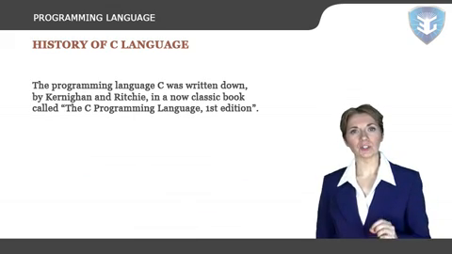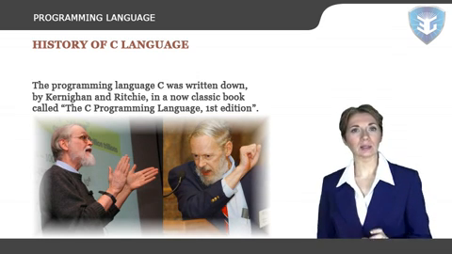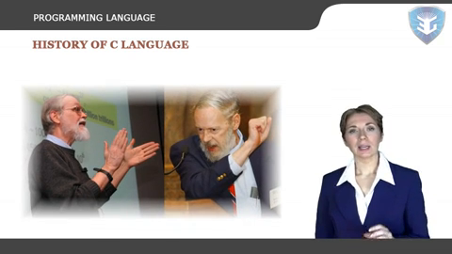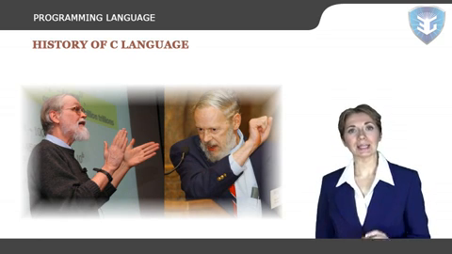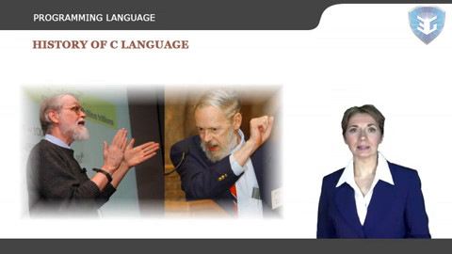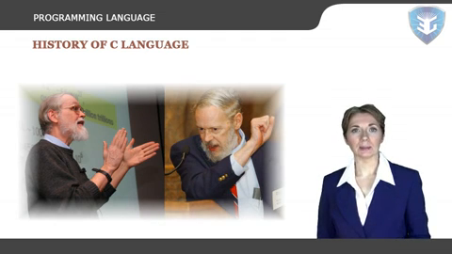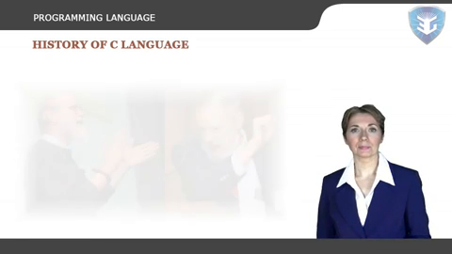The programming language C was written down by Kernighan and Ritchie in a new classic book called The C Programming Language, First Edition. It was the standard on the language C. In 1983, a committee was formed by the American National Standards Institute, ANSI, to develop a modern definition for the programming language C, ANSI X3J11. In 1988, they delivered the final standard definition, ANSI C.